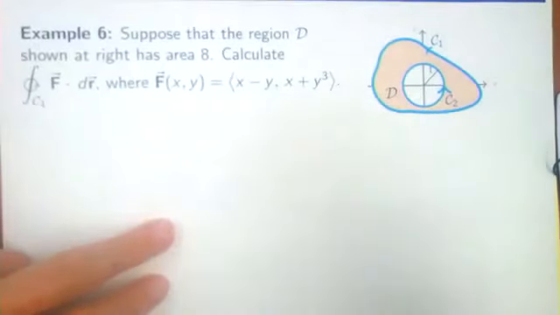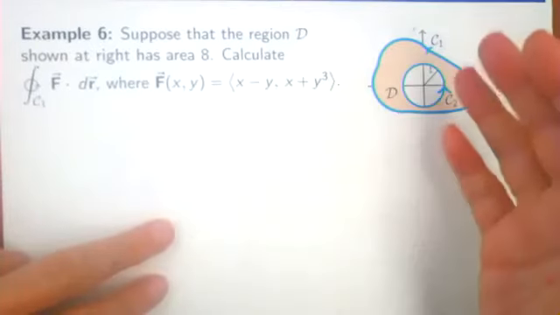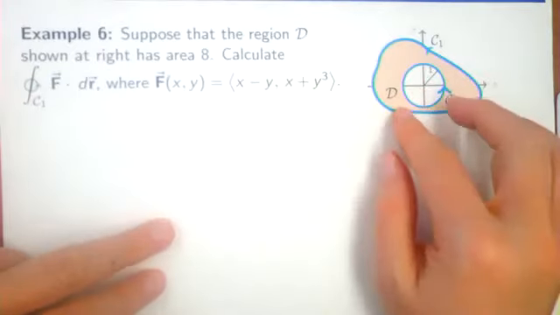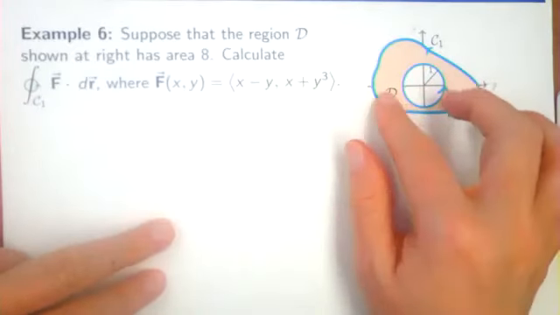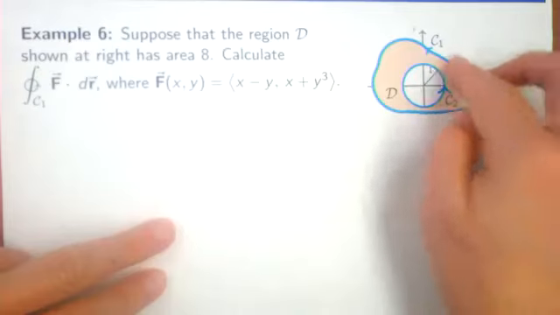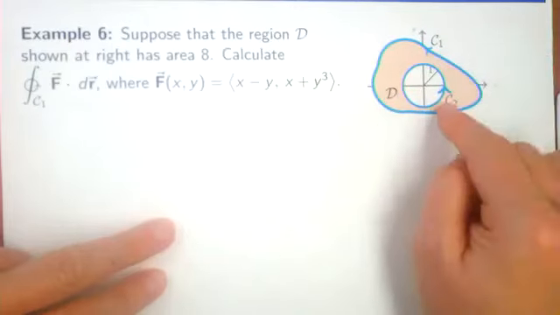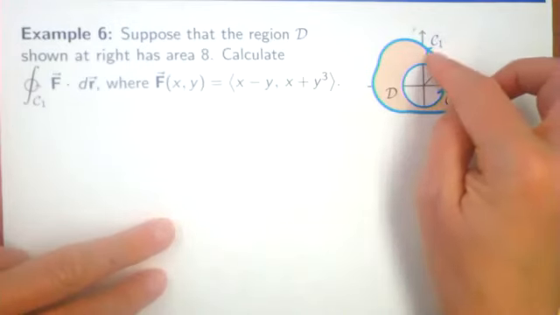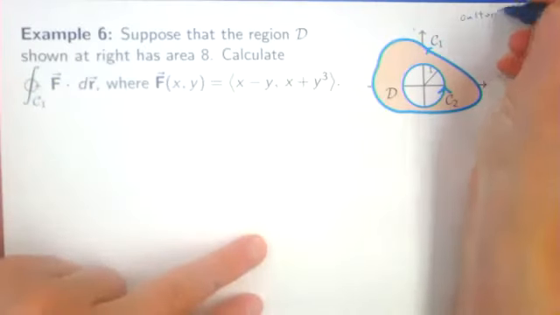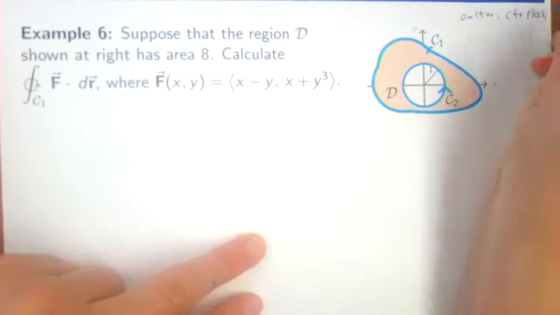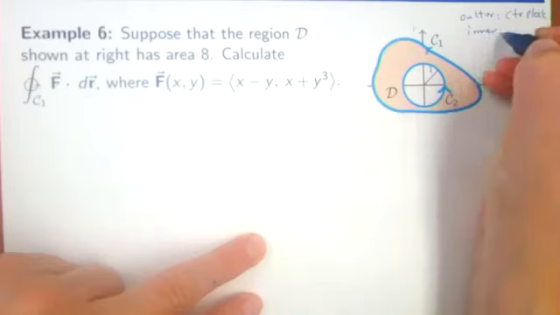Now in this video, we're trying to give you a complete example of regions with holes. So let's start with this region D that is inside the boundary C1 and outside boundary C2. Note that C1, the outer one, is counterclockwise and the inner is clockwise.